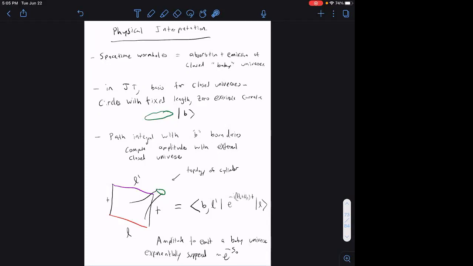We don't have a picture of what are the things making up the discrete energies in JT gravity. We'll get to that a little bit more tomorrow. Thank you.